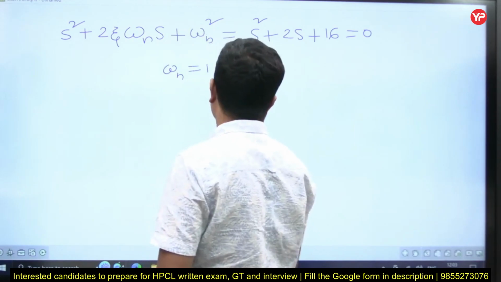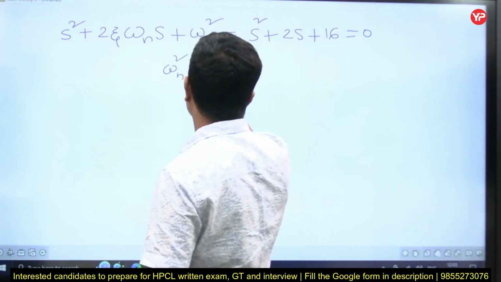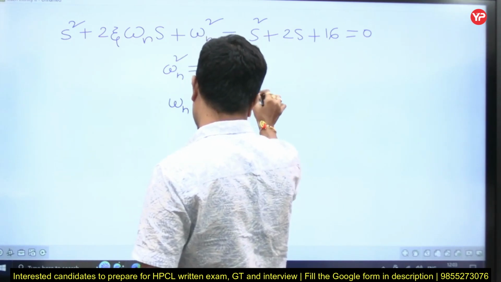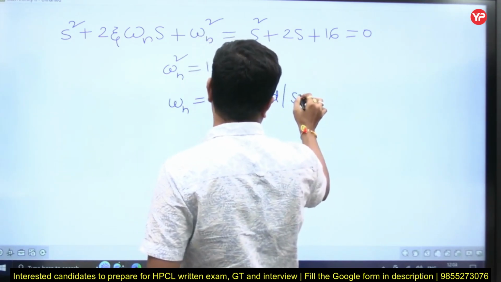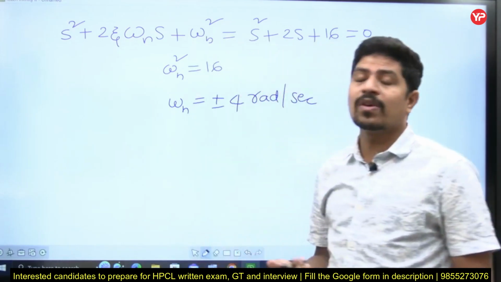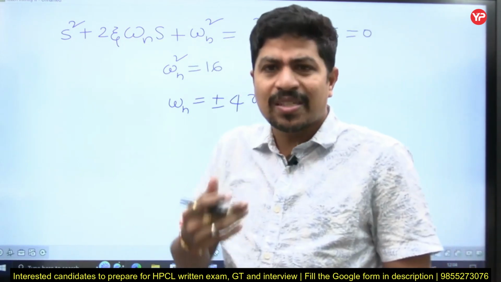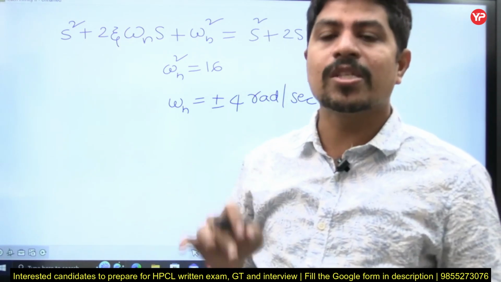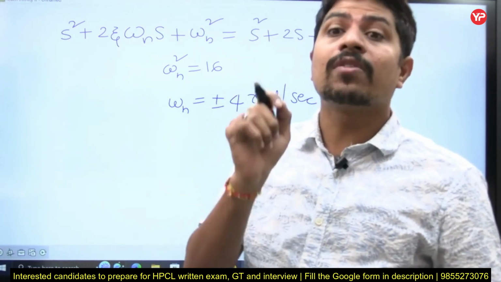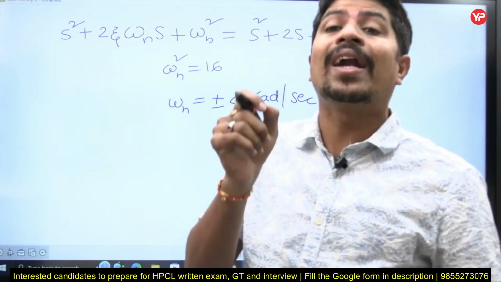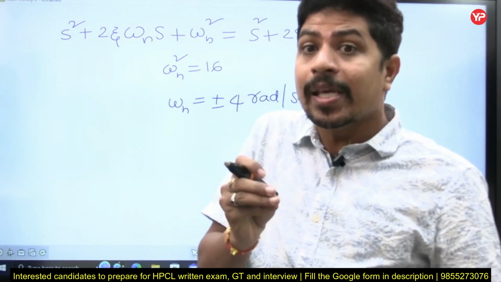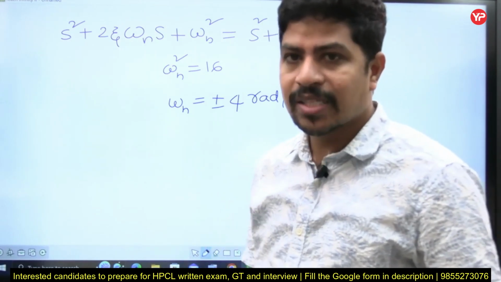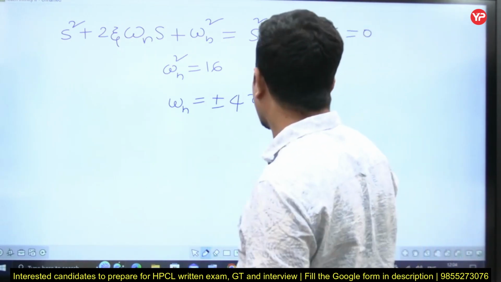I'll write it completely. Omega n square is equal to 16. If you simplify that, omega n is equal to plus or minus 4 radians per second. Here is one important and simple point: frequency is always positive. Frequency means the number of cycles per second, so it is never negative. Frequency is always positive and real. Never imaginary frequency will exist.